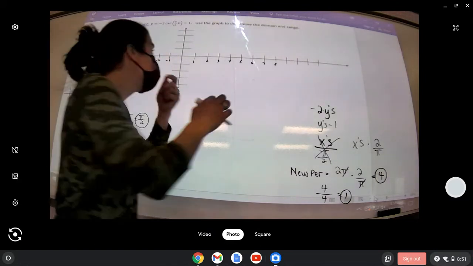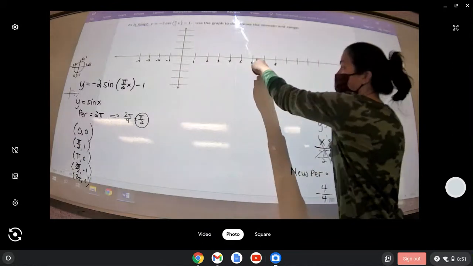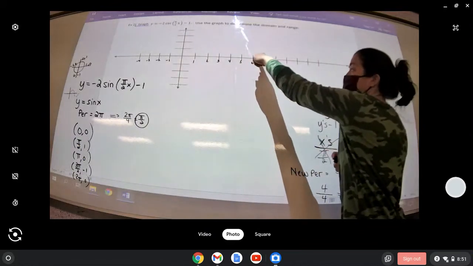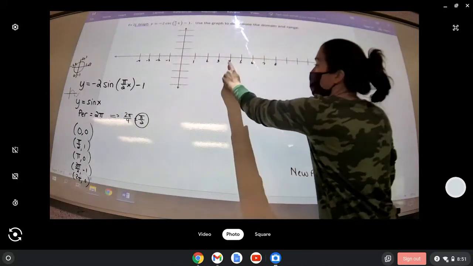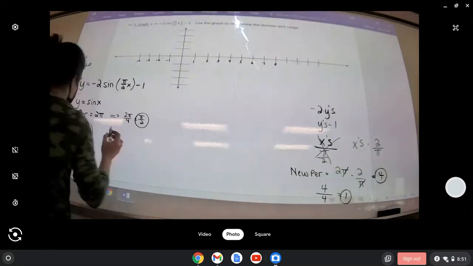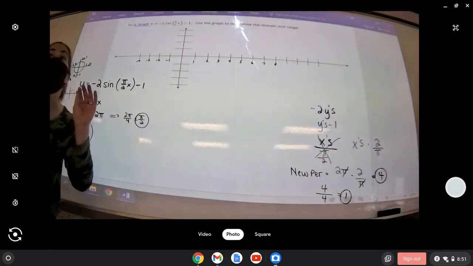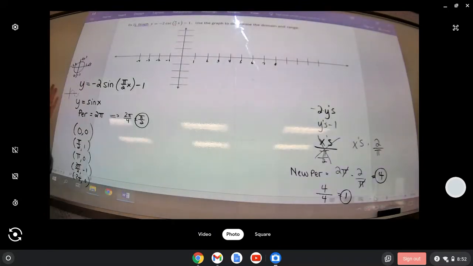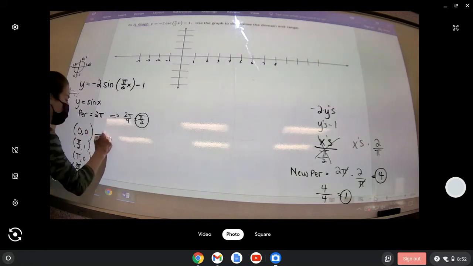Remember, the old period was about 6.28, right? 2 pi. So it used to take from 0 to there to create a sine curve. Now it's only going to take from 0 to 4. Okay, let's make the changes to our graph now. But remember, it's not really the sine that we're graphing, so keep that in mind.